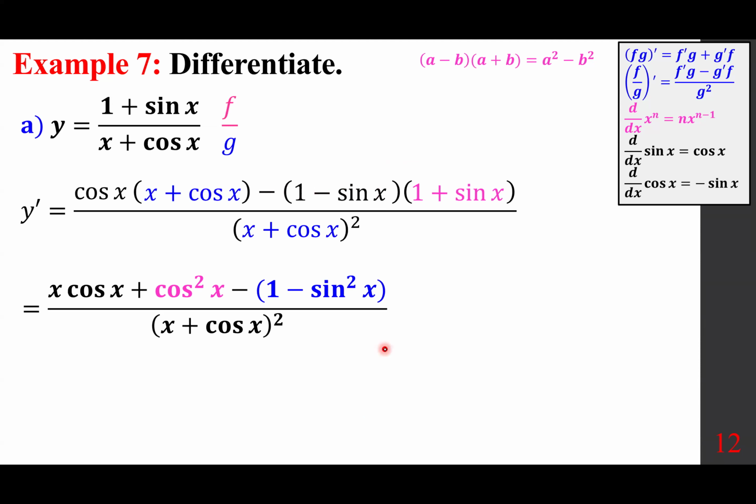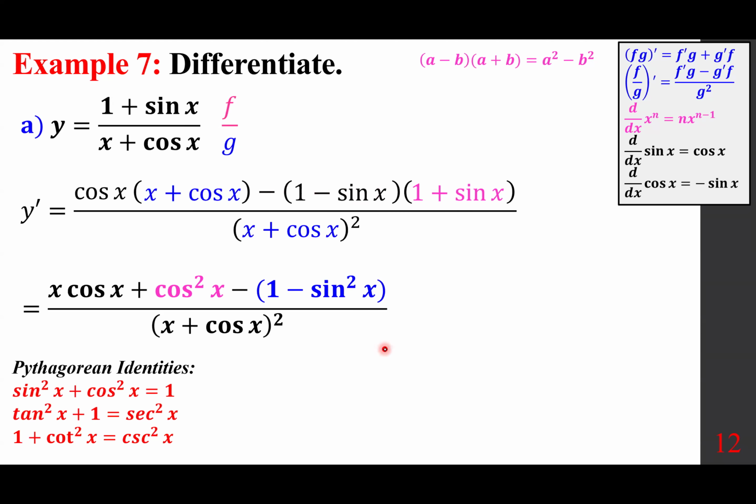So what is 1 minus sine squared? I'm going to remind you of some Pythagorean identities we've learned in trigonometry or pre-calculus. Sine squared plus cosine squared is 1. Tan squared plus 1 is secant squared. 1 plus cotangent squared is cosecant squared. So if sine squared plus cosine squared is 1, then cosine squared is 1 minus sine squared, and sine squared is 1 minus cosine squared. So 1 minus sine squared can be replaced by cosine squared.